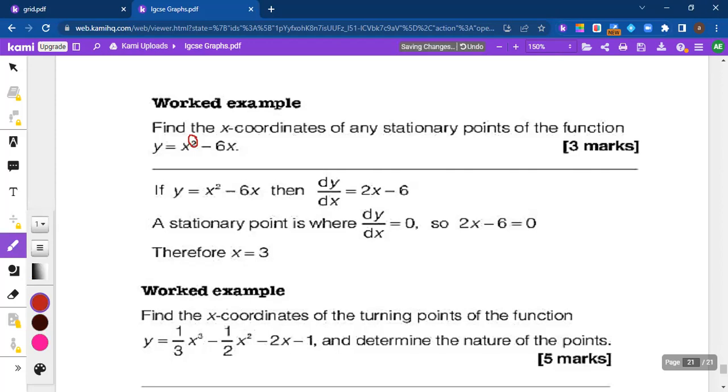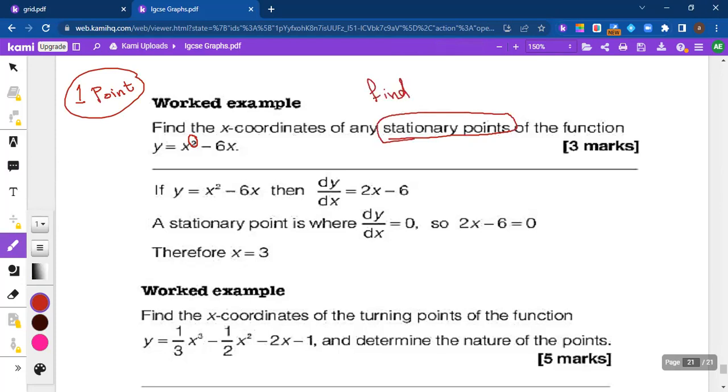For x squared, how many stationary points? 1. Only 1 point. Thank you. Wahiba, yes, here in the question he mentions stationary points. What should I do? Find what? dy by dx. Yes?